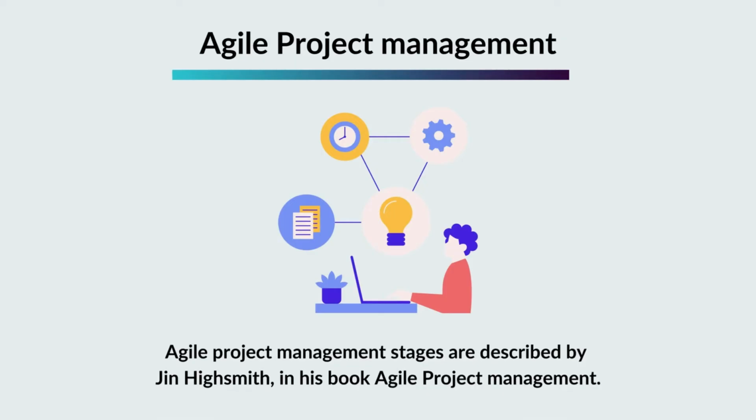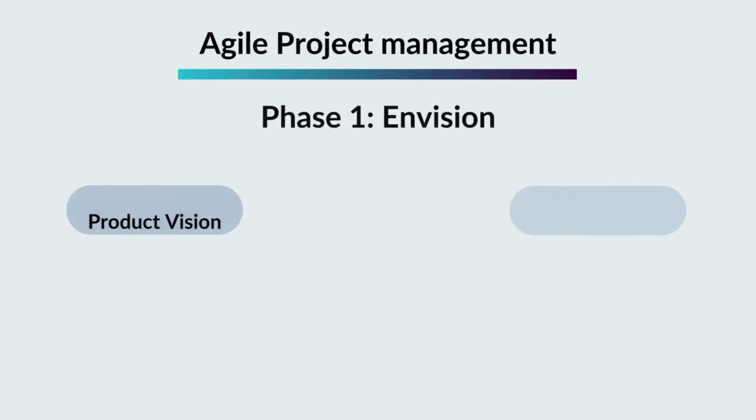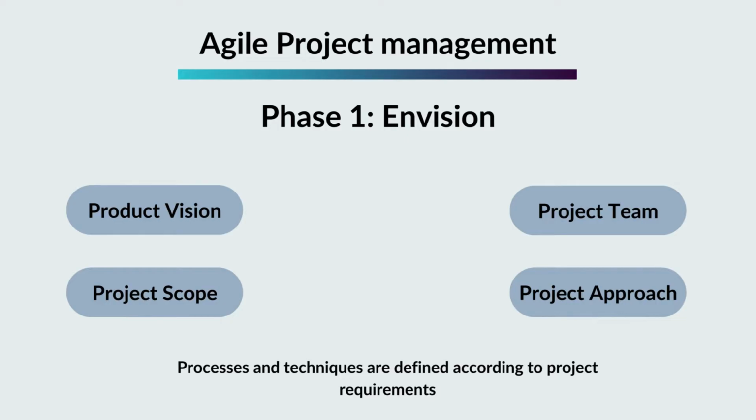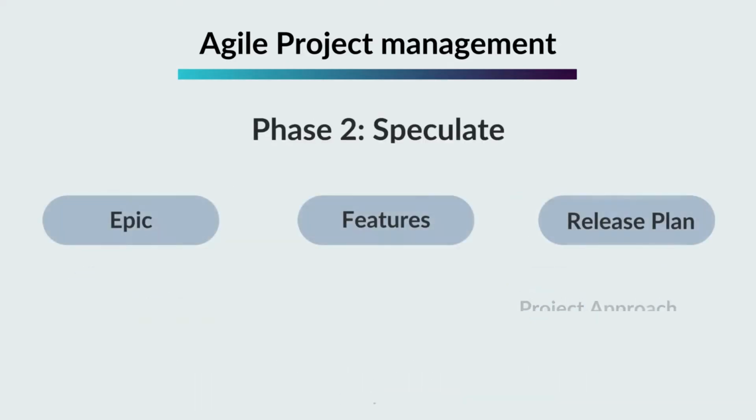Agile project management. Agile project management stages are described by Jim Highsmith in his book Agile Project Management. It consists of many phases, like product vision. The product owner visualizes the product with stakeholders. Project scope. Project requirements are in the form of backlog items. Project team. Aims to get the right people with required skill sets and expertise. Project approach. Processes and techniques are defined according to project requirements.